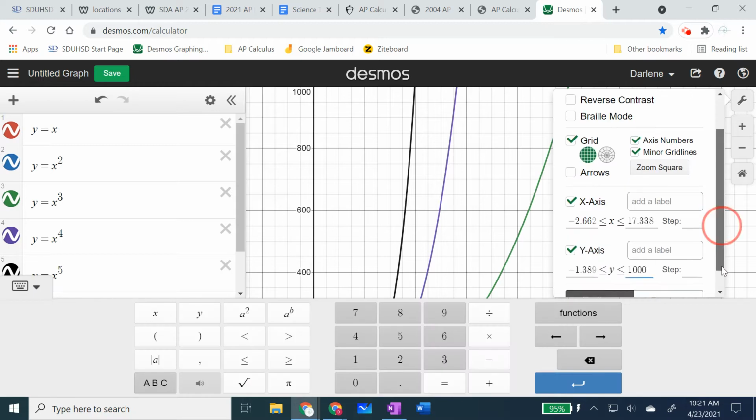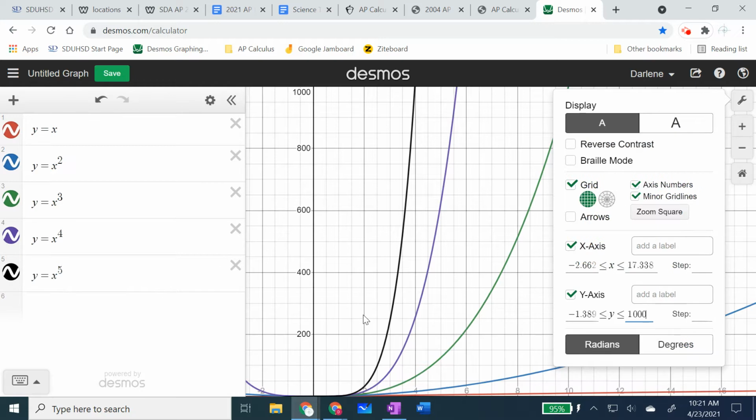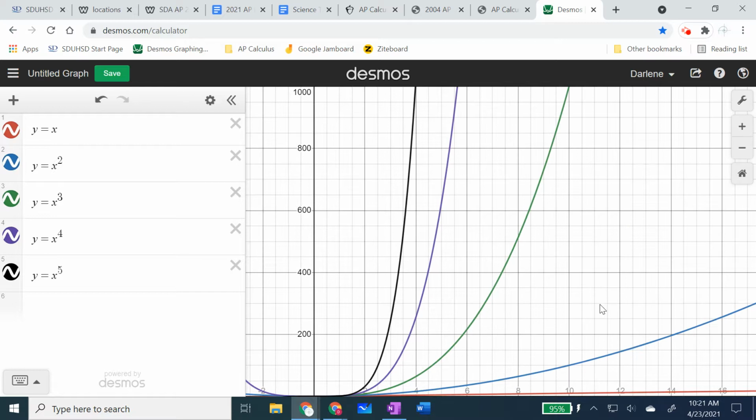Wait, Miss Blanchard? Yes. Wouldn't y equals x not be a flat line? It would go through the origin, but all values of y and all values of x would be equal, and it would still have a slope of 1. Yeah. And so this is distorted.